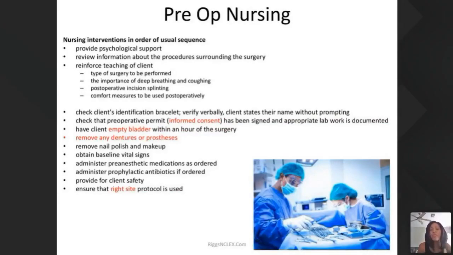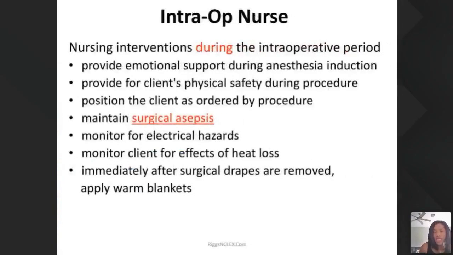Okay, so pre-op, what's happening pre-op is a lot of teaching, a lot of getting the consent signed, making sure Mrs. Jones knows what's going to be done to her, if she needs to empty her bladder, if we need to put in an indwelling urinary catheter, if they have dentures, we remove them, we want to mark the site. All these little things are pre-op things that we do.